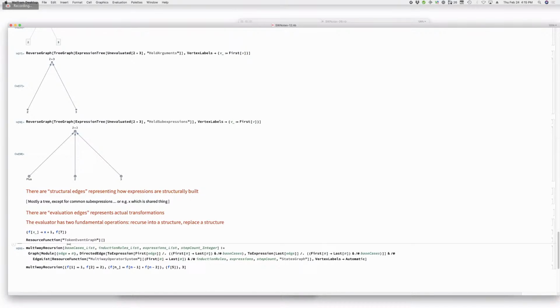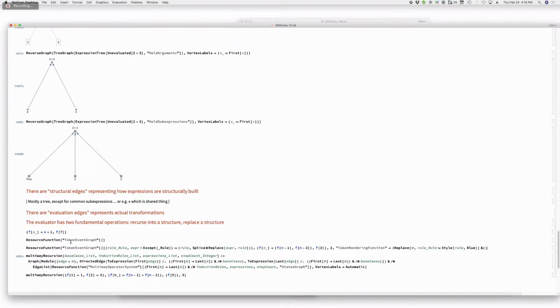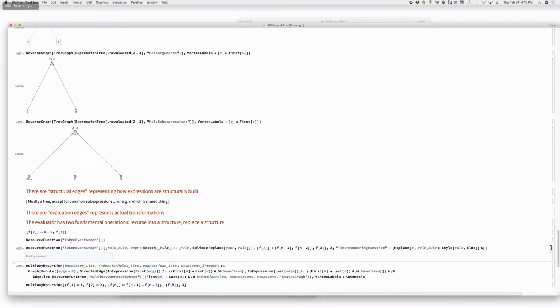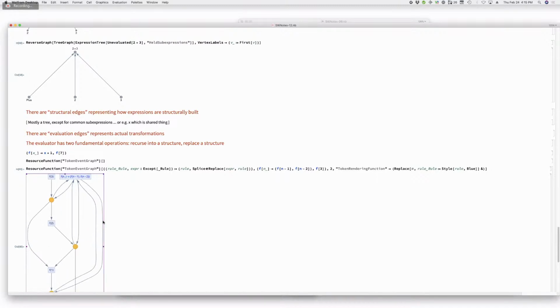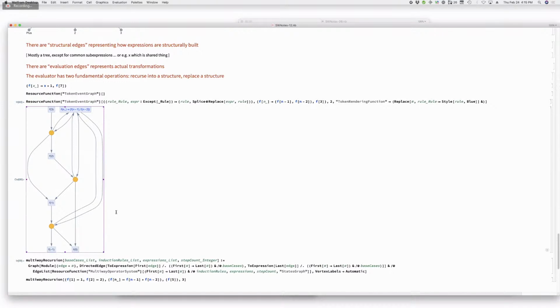So Nick has a thing here. Let me take a look at Nick's, and then we'll look at Jonathan's. Oh my God, so complicated already. Okay, let's try to understand this. Okay, f of 3. Oh, I see. f of 3 uses this rule to produce f of 2 and f of 1. Is this making sense to people? These are evaluation edges. Yes?